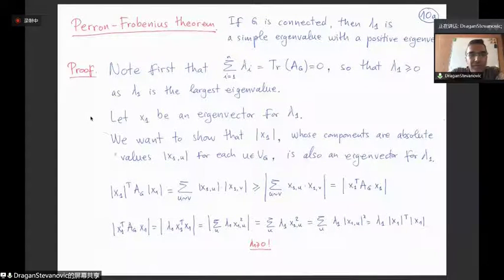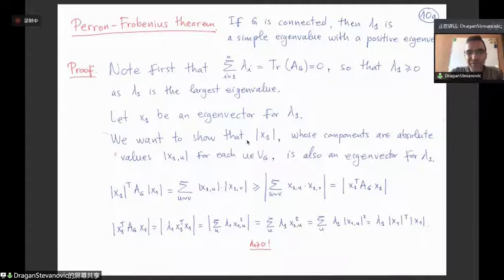So where do we go next? Well, we will take an arbitrary eigenvector of lambda 1, x1. And what we will show is that out of x1, you can create one more eigenvector by taking absolute values of its components. We will denote it by absolute value of x1. So its components will be the absolute values of x1 for each particular vertex.